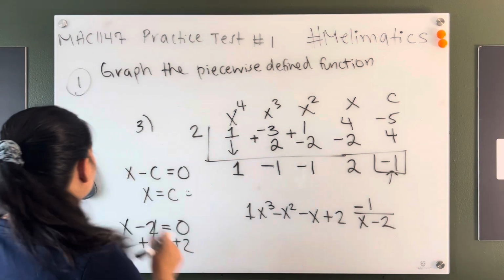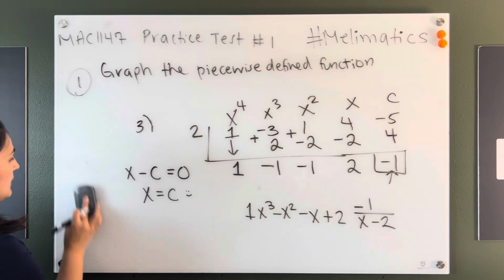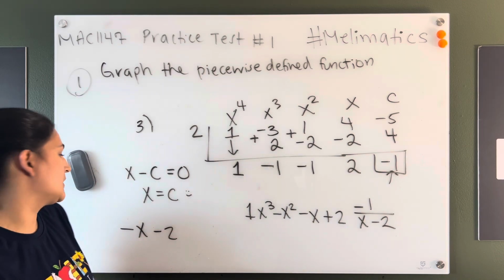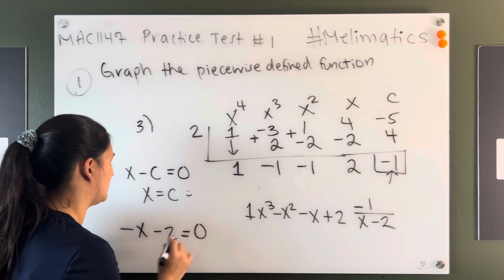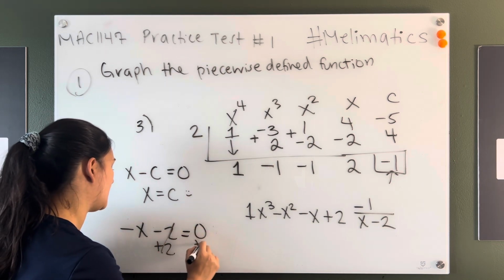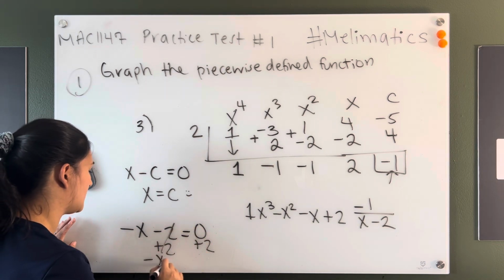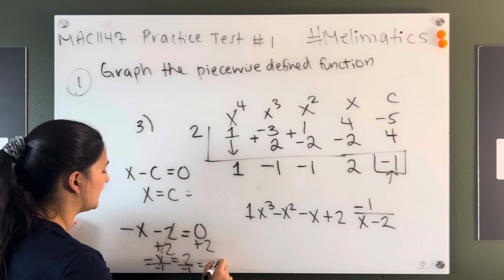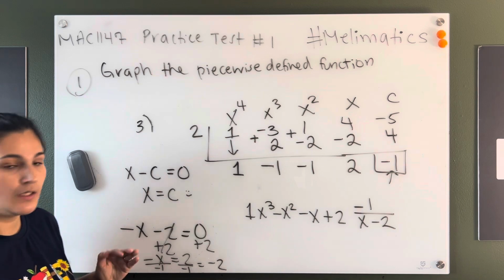Awesome. Let's say that your divisor was negative x minus 2. It's fine, you're still going to set it equal to 0 and solve for x. So add 2, negative x equals 2, divide by the -1, divide by the -1. So you would plug in -2 into the c if that was given.